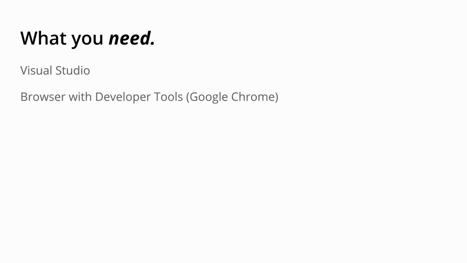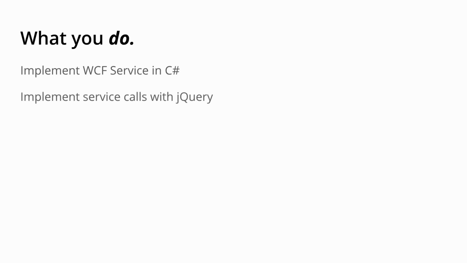The only thing you need is Visual Studio, a browser with developer tools such as Google Chrome, and of course the desire to learn new skills. During the next sections, we will build the service part with C# in Visual Studio. To call all your service methods, we will use jQuery so that you know how your implementations can be called from a web application. The HTML and CSS part is already done for you.